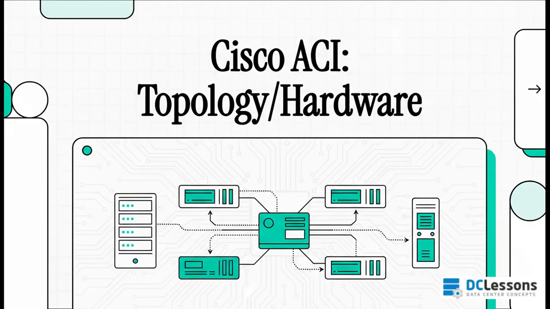Welcome to The Explainer. Today, we're diving deep into Cisco's Application-Centric Infrastructure, or ACI. We're going to break down the fundamental hardware and the topology that makes this whole data center solution tick.